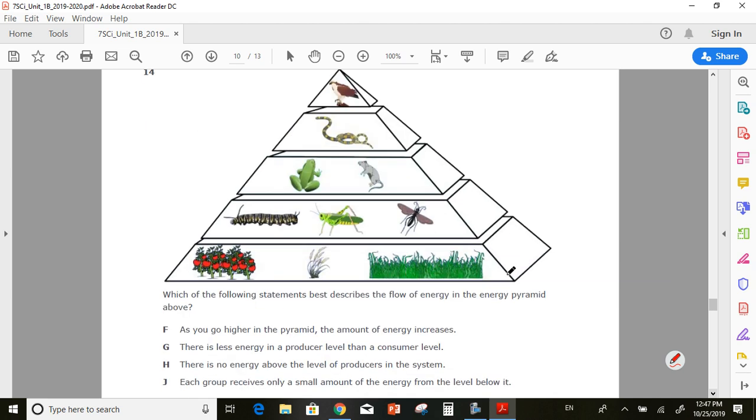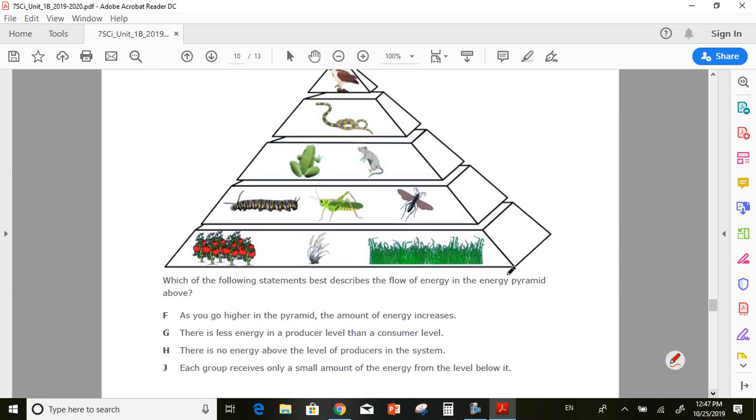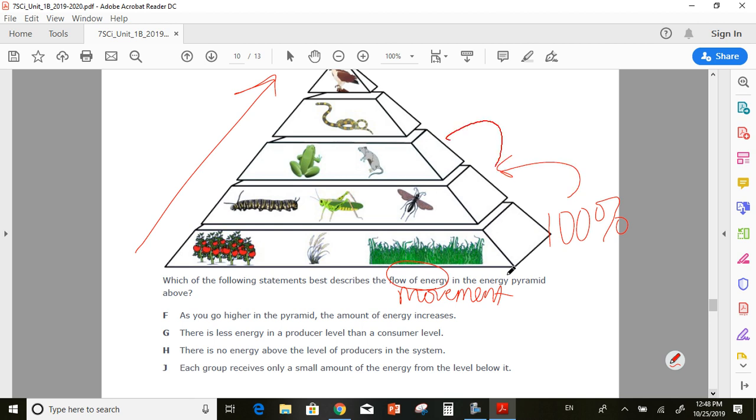Number 14. Which of the following statements best describes the flow of energy, the movement of energy, the direction of the energy in the energy pyramid above? So we know that if we draw our arrow, it has to go up. And we know that we always start with 100% down here, and we lose 90. So we're only passing 10% every time.